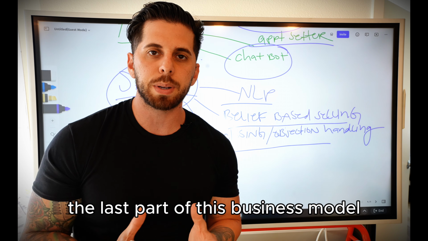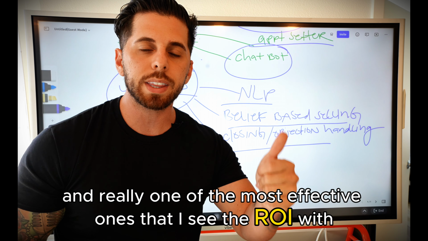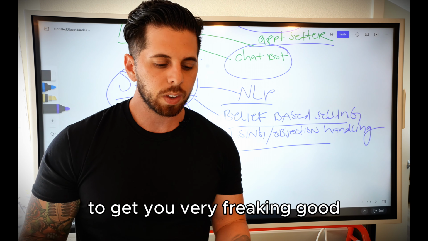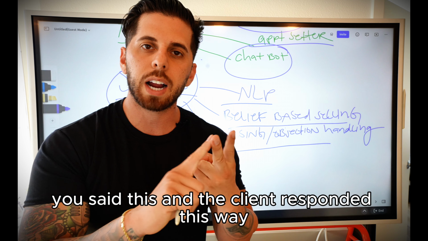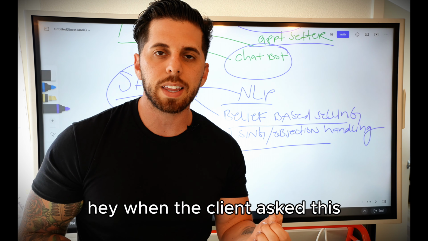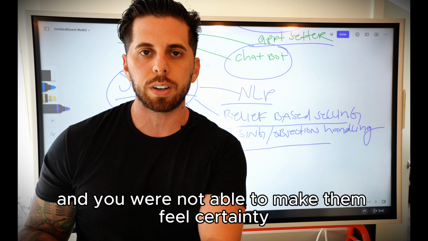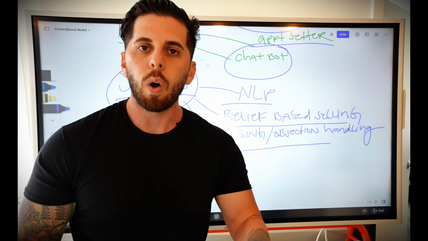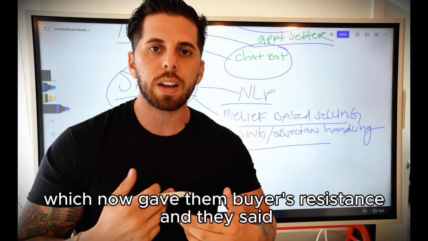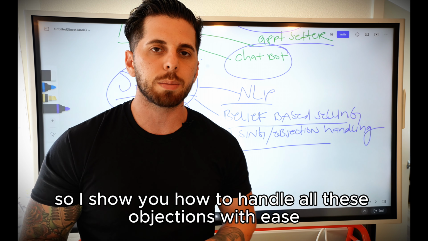The last part of this business model, and really one of the most effective ones that I see the ROI with, is me listening to your live phone call to get you very good and say, hey, you said this and the client responded this way, which now brought up an objection here. Hey, when the client asked this, you didn't have certainty in your tone and you were not able to make them feel certainty, because sales is a transfer of energy. Or when the client asked this objection, you didn't fully handle it, which now gave them buyer's resistance and they said, I need to think about it. So I show you how to handle all these objections with ease.